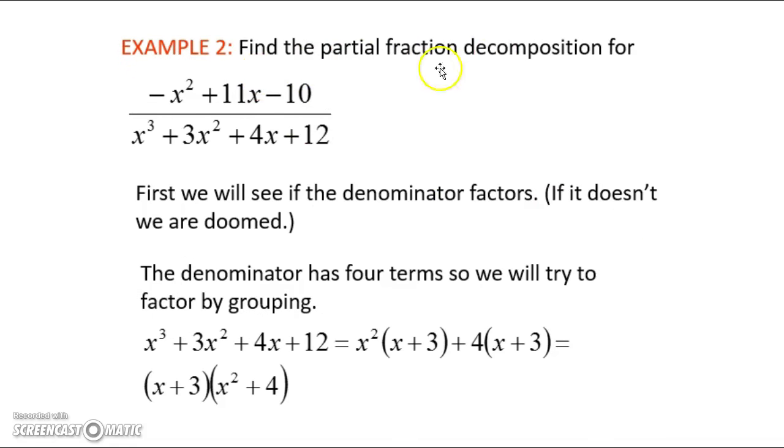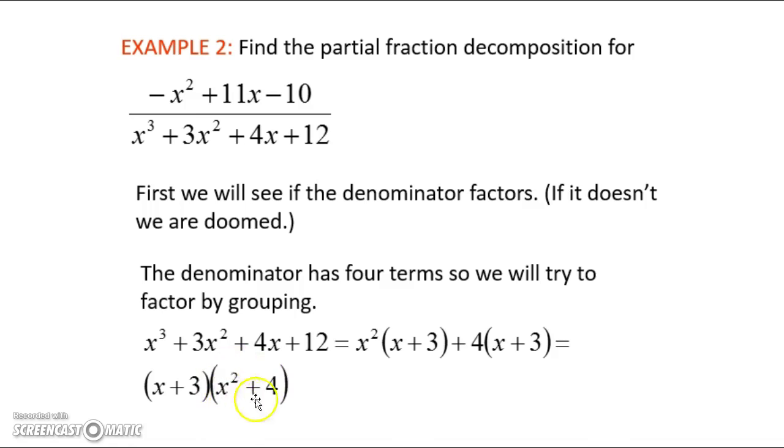So if we have a fraction that looks like this, we have an x cubed and an x squared and an x, we know that we're going to have more than two linear factors because of that x cubed. So we've got to see if that denominator is going to factor for us. If it doesn't factor, there's no way for us to decompose this fraction. So the denominator has 4 terms, and we can factor it by grouping. There are 2 factors, x plus 3 times x squared plus 4. And here is our quadratic factor.